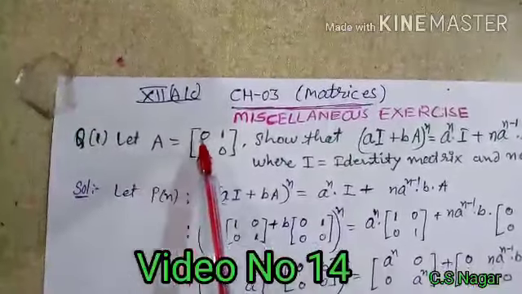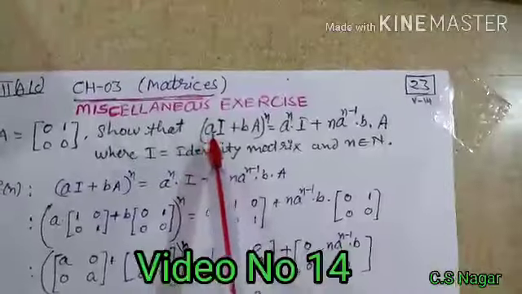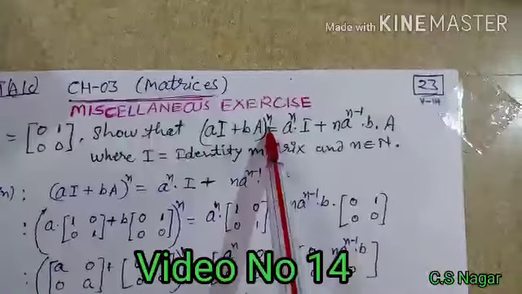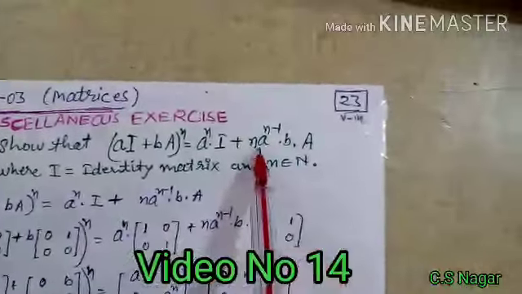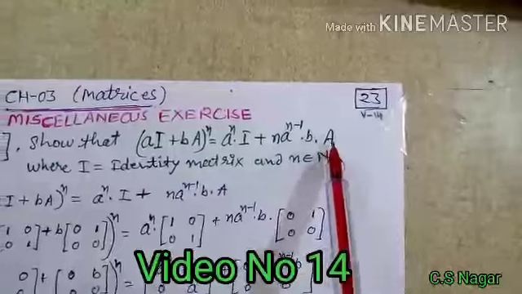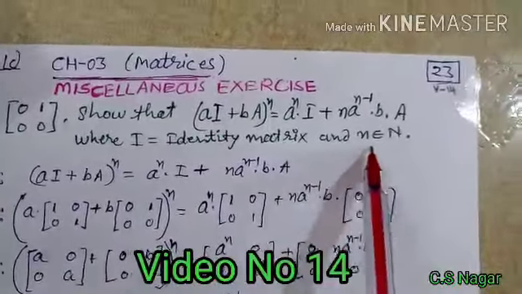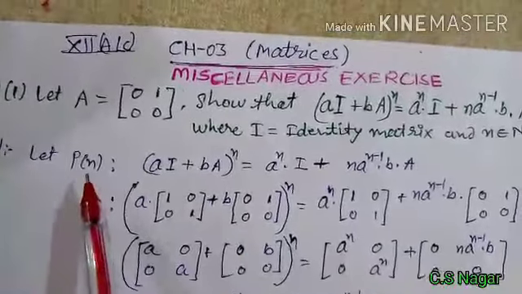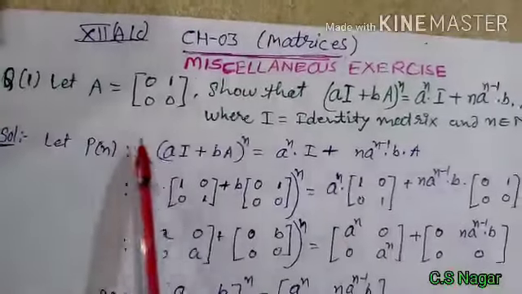Let matrix A be [[0, 1], [0, 0]]. Then show that (aI + bA)^n = a^n I + n a^(n-1) b A, in which I is the identity matrix and n is a natural number. We will do this question by the induction method.